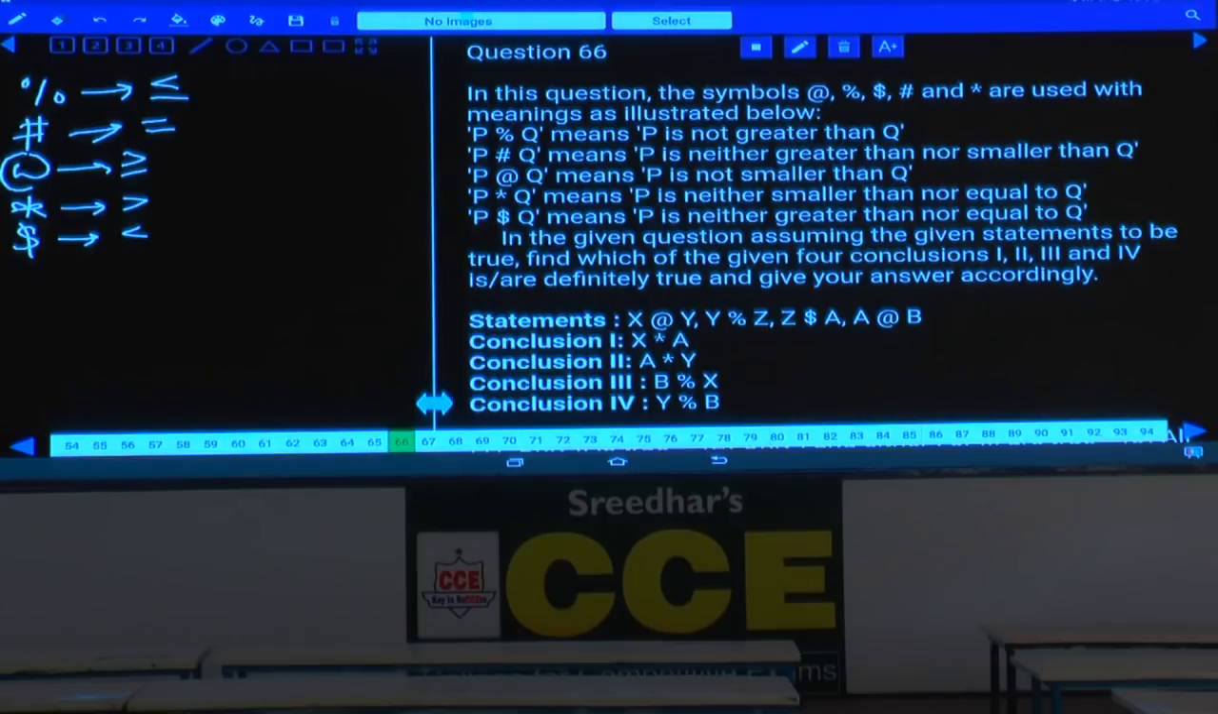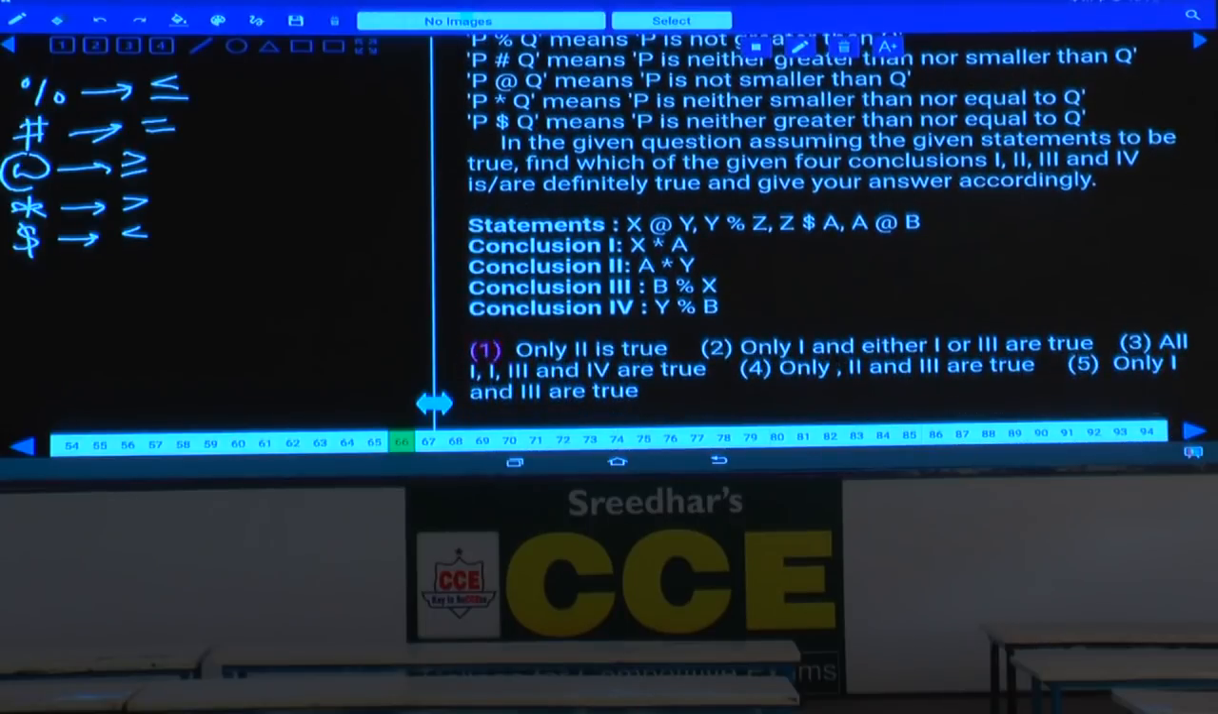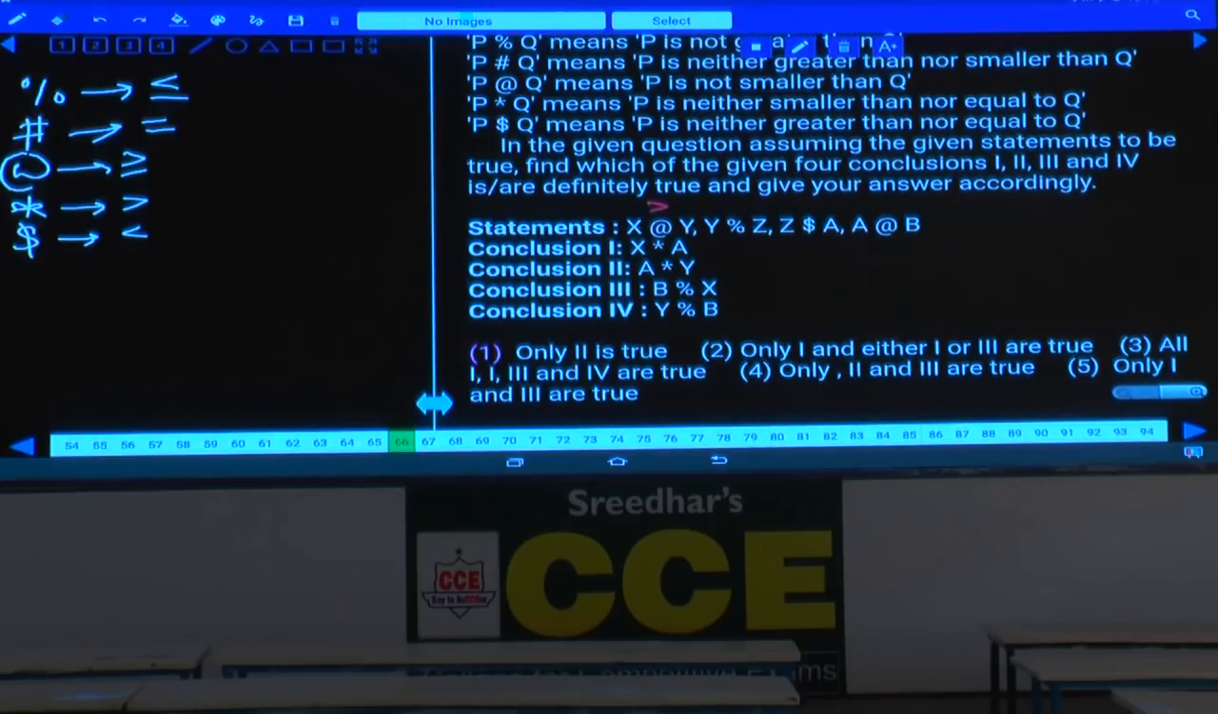Then in question number 66, first replace the symbols. At the rate of stands for greater than or equals to, x greater than or equals to y. Y percentage means y lesser than or equals to z, and z dollar a means z lesser than a. A at the rate of b means a greater than or equals to b. With the help of this, x greater than or equals to y, y lesser than or equals to z, z lesser than a, and a greater than or equals to b.